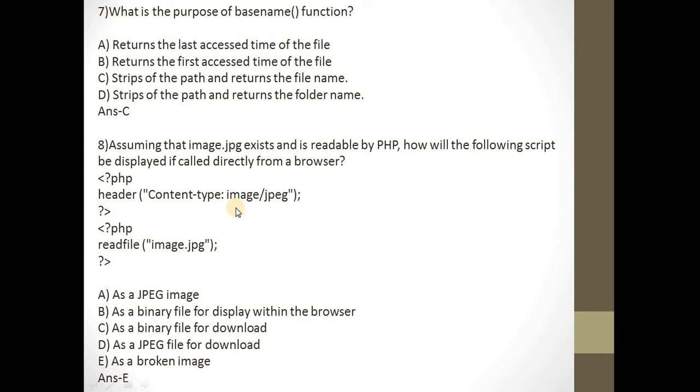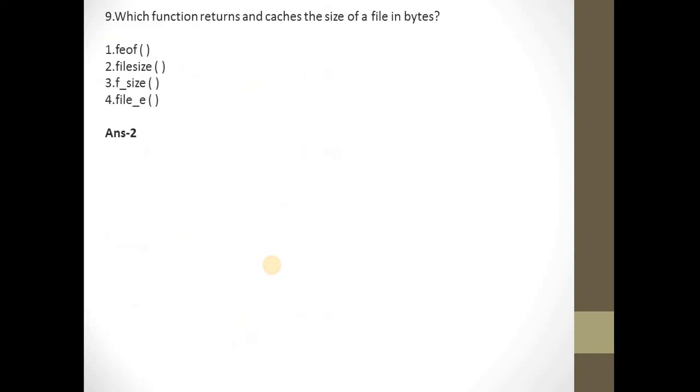Next question is, assuming that image.jpg exists and is readable by PHP, how will the following script be displayed directly from a browser? Answer is E, that is, it will display it as a broken image. Which function returns and caches the size of a file in bytes? Answer is 2, the filesize function.